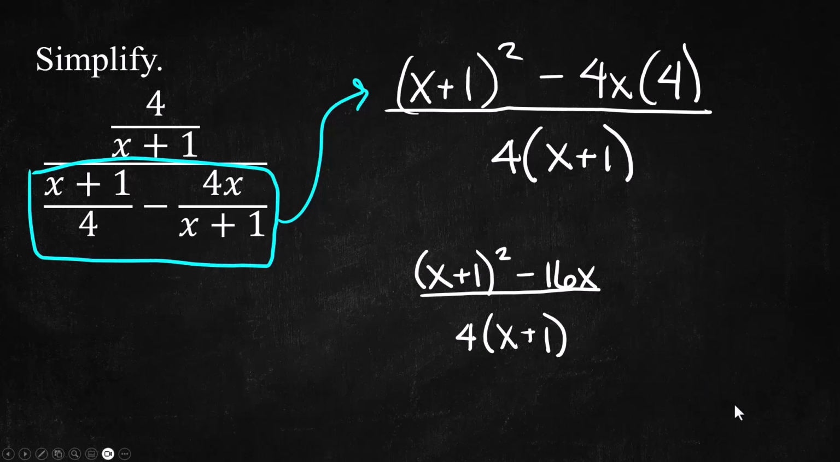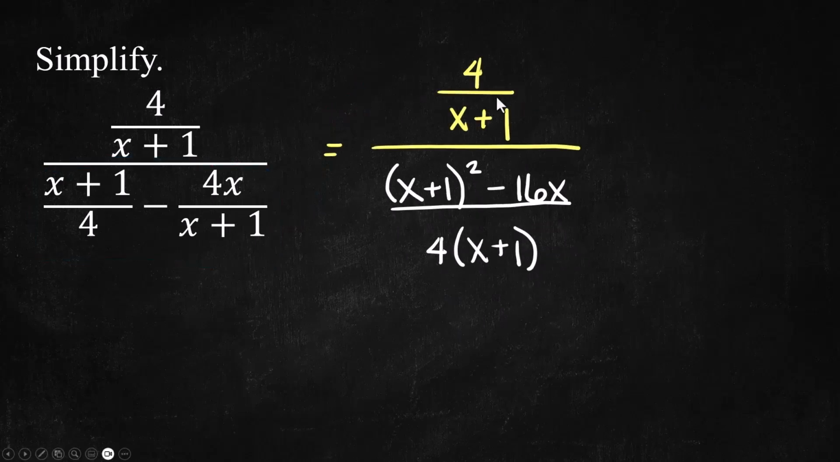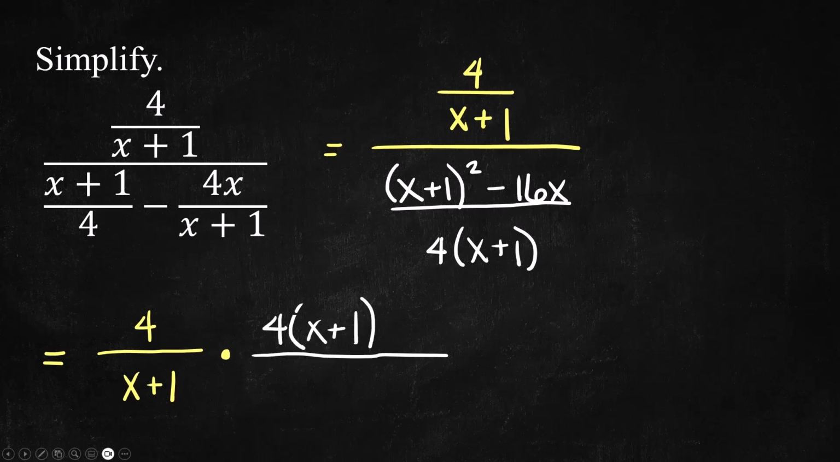All right, so let's put this back together, recopying that numerator. This is basically just a fraction being divided by another fraction, which means we are going to multiply by the reciprocal. So I just recopy the numerator, change division to multiplication, and then flip that bottom over.